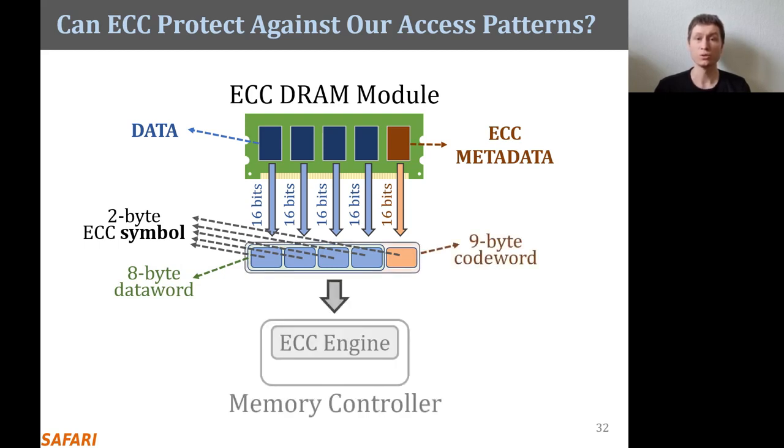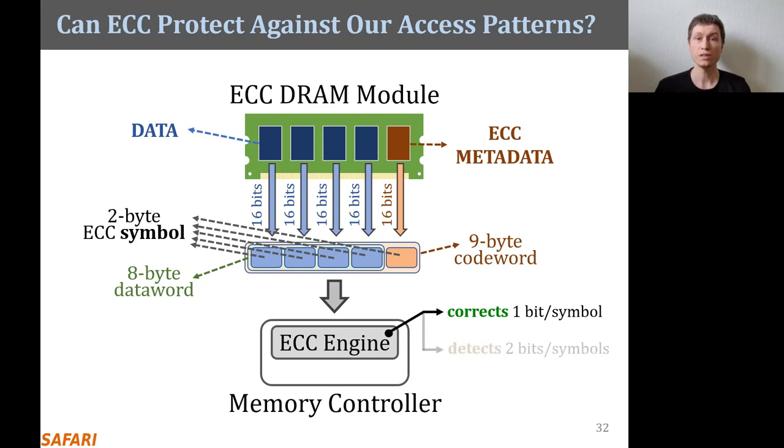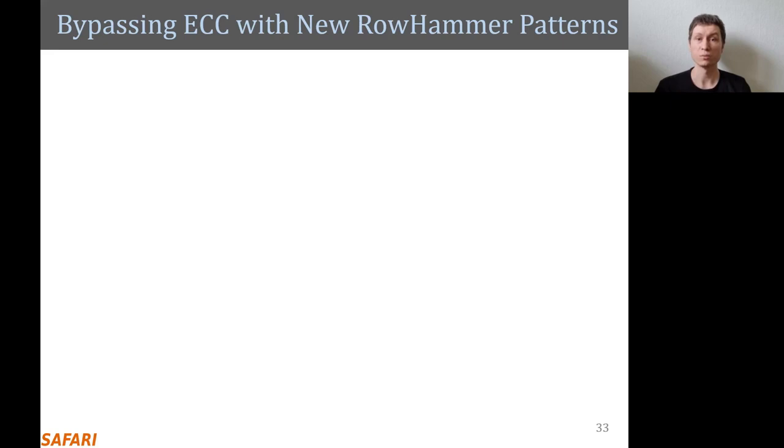The memory controller uses its ECC engine to decode incoming code words. When there are bit flips in the code word, conventional DRAM ECC can correct a single bit, or it can be designed to correct a single symbol. The ECC engine can detect 2-bit errors or 2 symbol errors, and the ECC engine cannot correct or detect 3 or more bit or symbol errors. Now let's analyze the RowHammer bit flips at a smaller granularity and see whether ECC can protect against RowHammer bit flips that our access patterns cause.